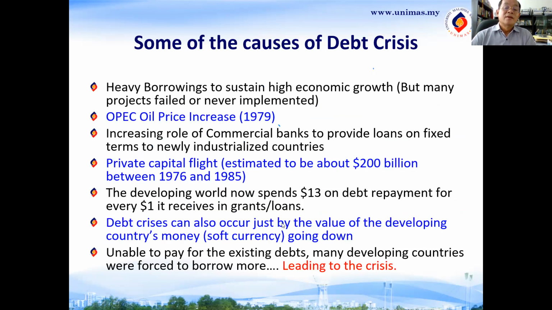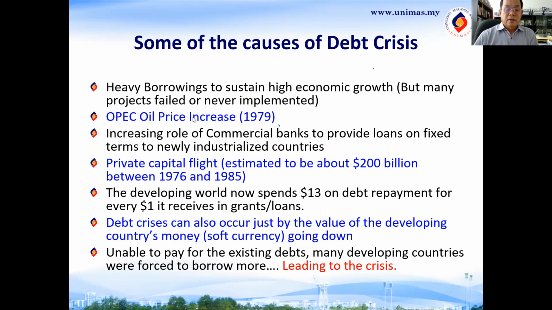Yeah? So, okay, so some of the causes of debt crisis, I think I have mentioned a bit about that just now. Yeah, heavy borrowing is one, to sustain economic growth. Many countries are doing that, but many projects also fail, and some never get implemented. So that is the problem.